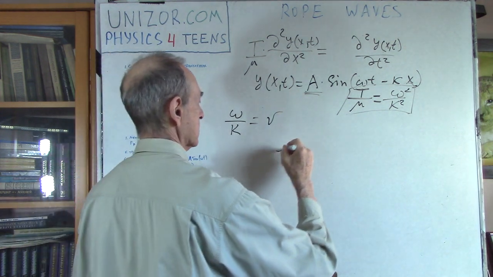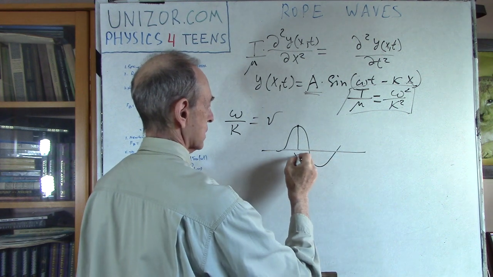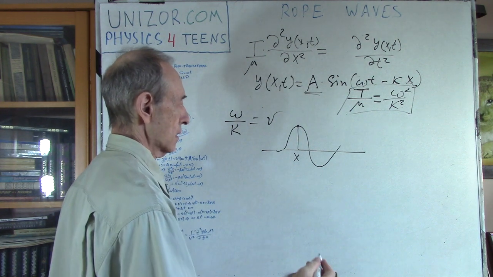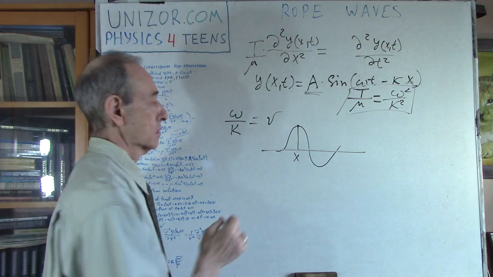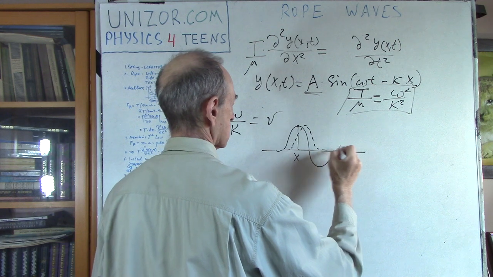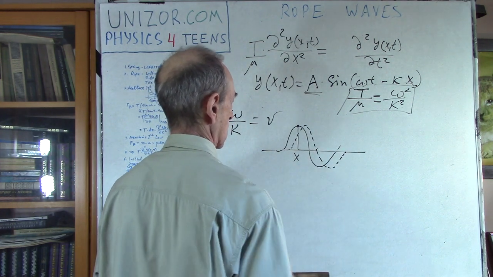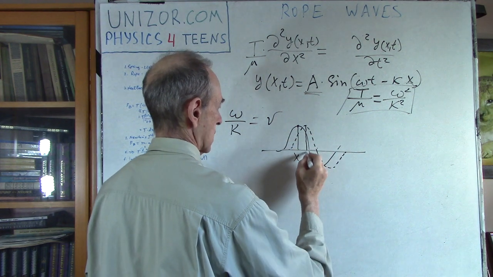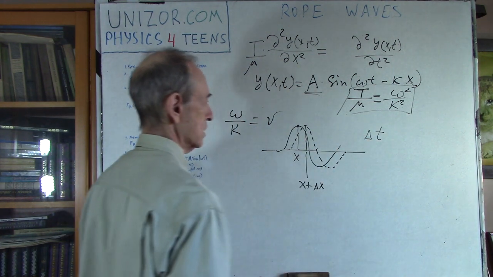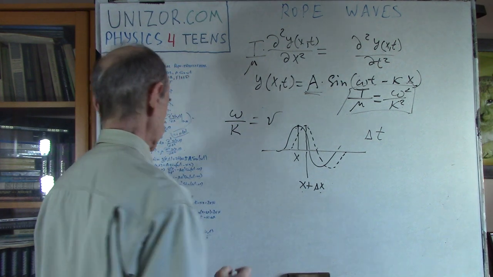Now, think about it this way. If this is the wave, let's talk about the crest. Let's say the crest of the wave was at x. Now let's say that the wave is moving a little bit, so let's consider that the next wave is something like this. So this is x plus delta x. During the time period of delta t, the crest actually moved from position x to position x plus delta x. All right?